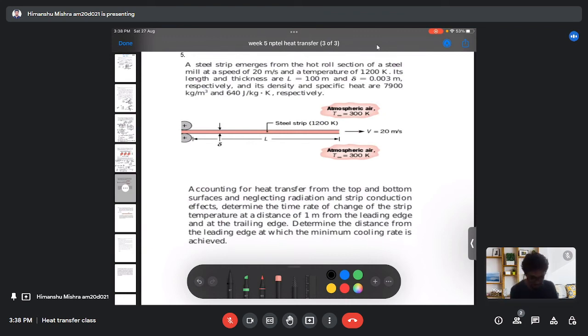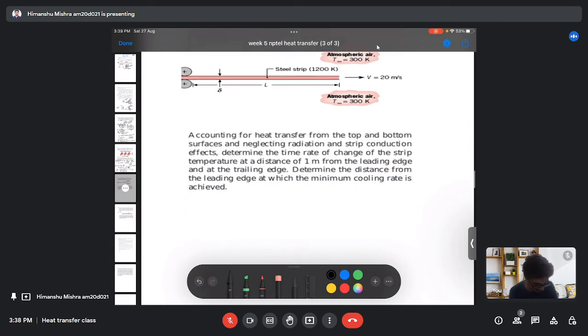In this question, a steel strip emerges from the hot roll section of a steel mill at a speed of 20 meter per second and a temperature of 1200 Kelvin. Its length and thickness are given, with length 100 meter, and density and specific heat are given. Accounting for the heat transfer from the top and bottom surfaces and neglecting the radiation and the strip conduction effect, determine the time rate of change of strip temperature at a distance of 1 meter. Determine the distance from the leading edge at which the minimum cooling rate is achieved.